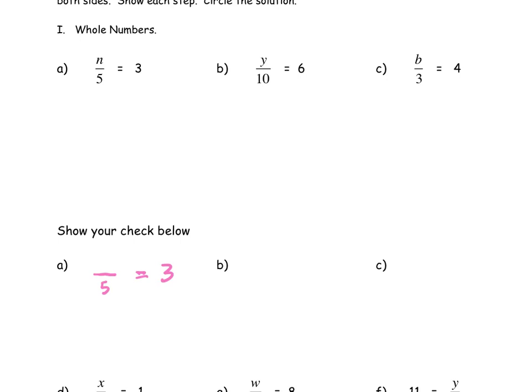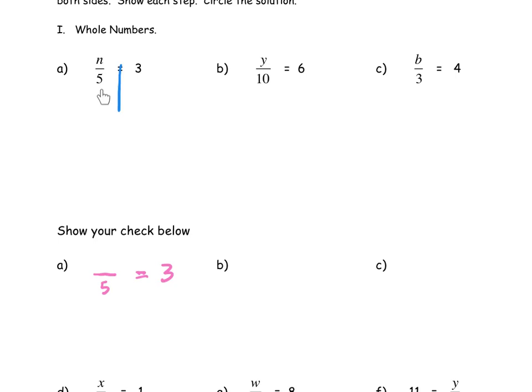Again, when we solve, we build a wall. We look on the side where the variable is, and we ask ourselves what's being done to the variable, or what operation are we seeing. And we say n divided by 5. So the opposite of division would be multiplication. And the number we want to go away basically is 5. So we want to undo dividing by 5. And so that would mean that we would multiply by 5.